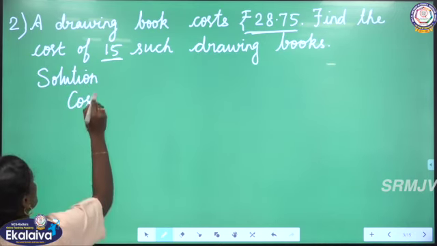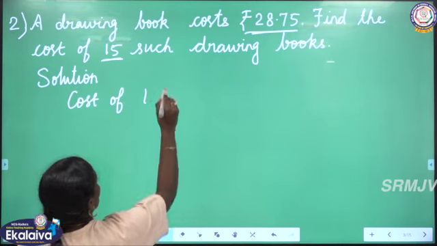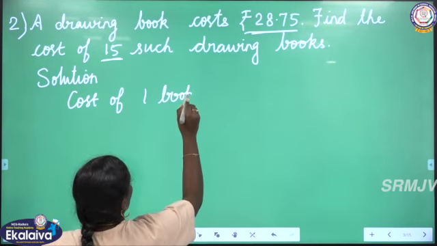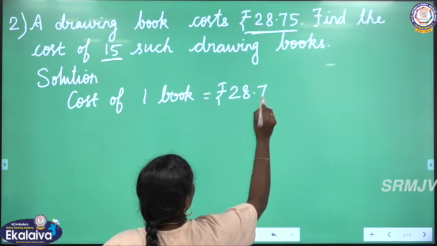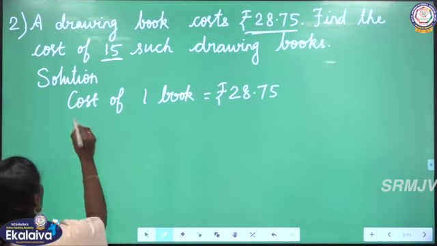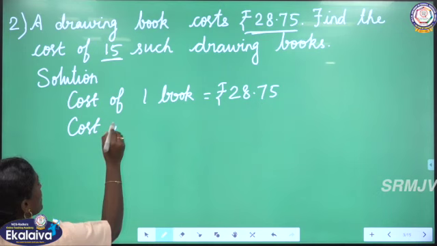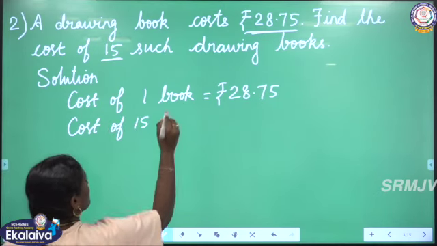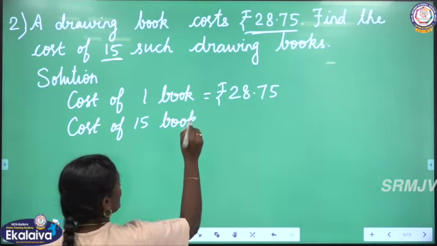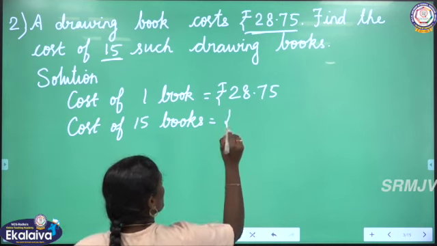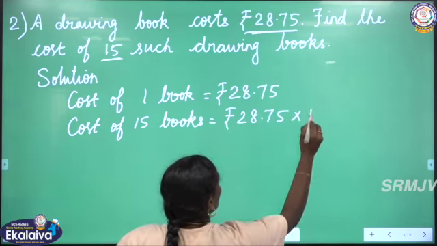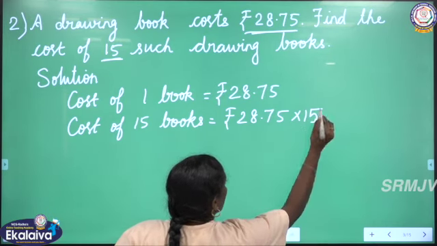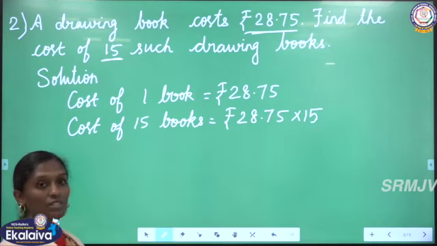Cost of one book is equal to 28 rupees 75 paise. We are going to find out the cost of 15 books, which is equal to the cost of one book into 15. Now we are going to multiply these two numbers.